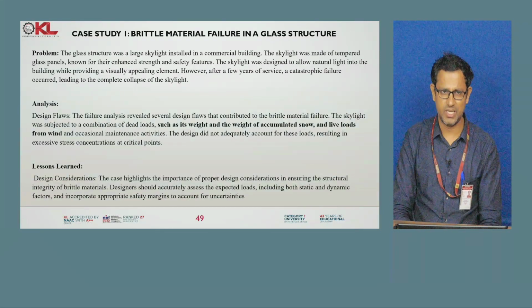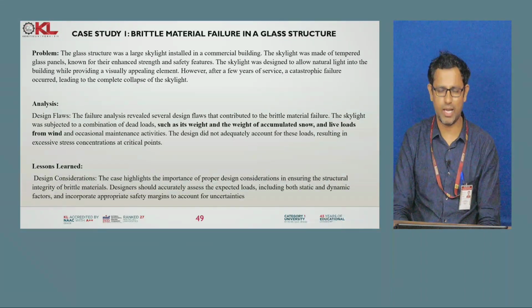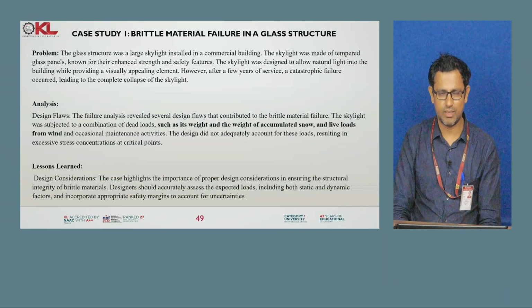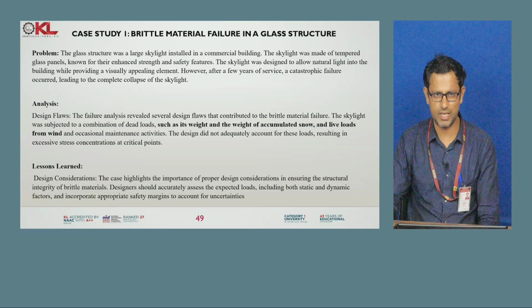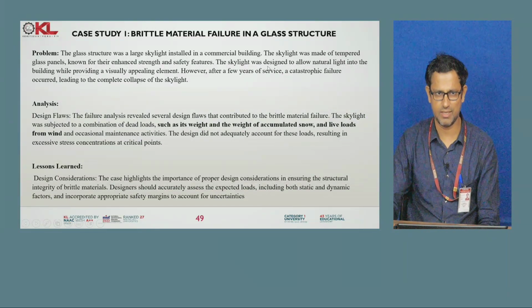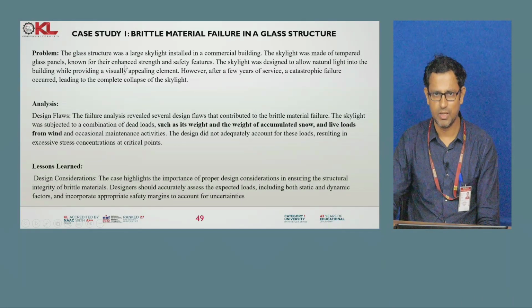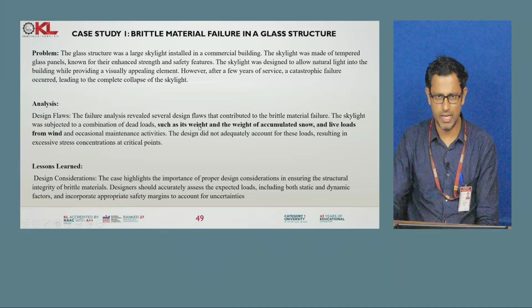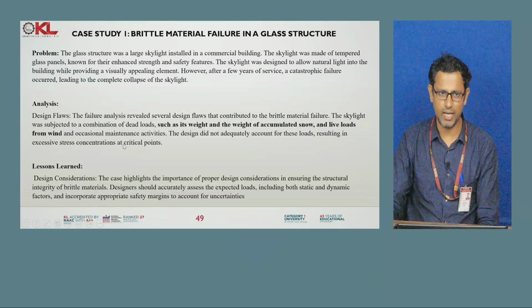Let us see some case studies on brittle material failure as well as ductile material failure. First I am considering a brittle material, some skylight glass. These skylight glass panels are used to enhance strength and safety features in some commercial buildings. The glass is subjected to its weight, accumulated snow, live loads from wind, and occasional maintenance activities.